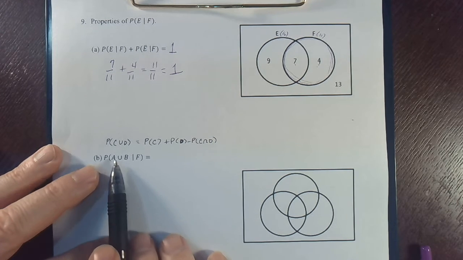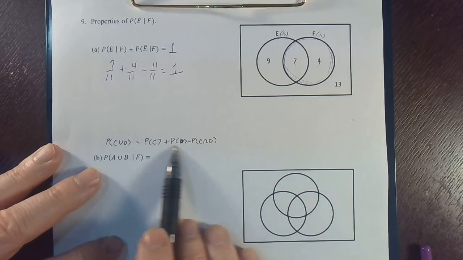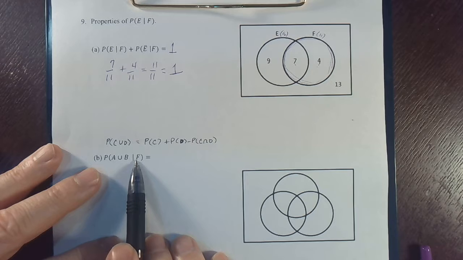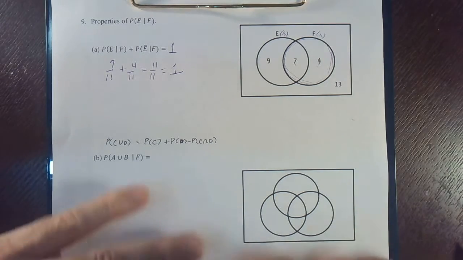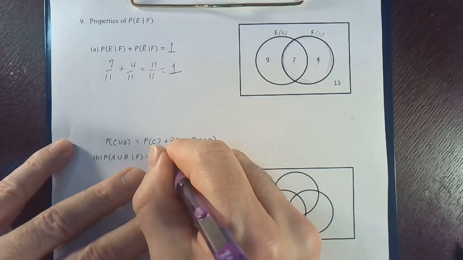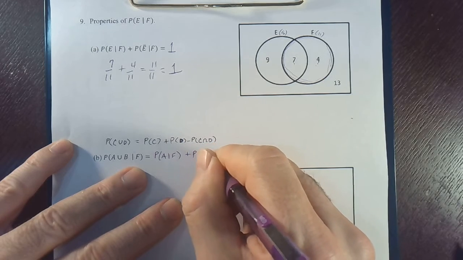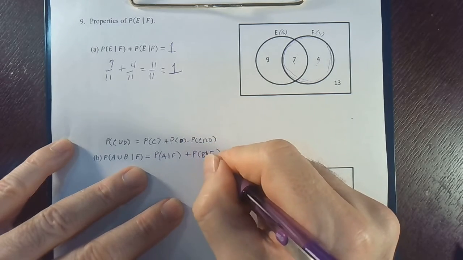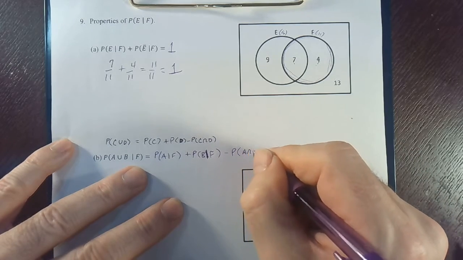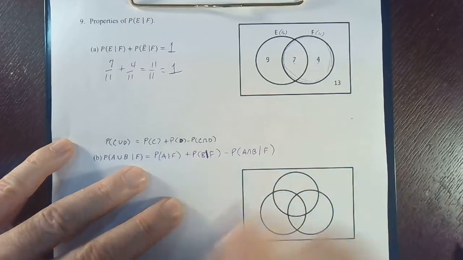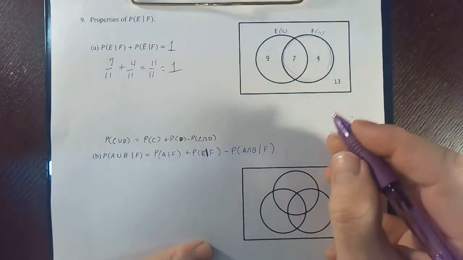Well, it turns out that the probability of A union B given F is going to look a lot like this, only using A and B, but you just have to put given F in each one of these probabilities. So that's going to be the probability of A given F plus the probability of B given F minus the probability of A intersection B given F. That's the formula. And let's see if we can come up with an example here.